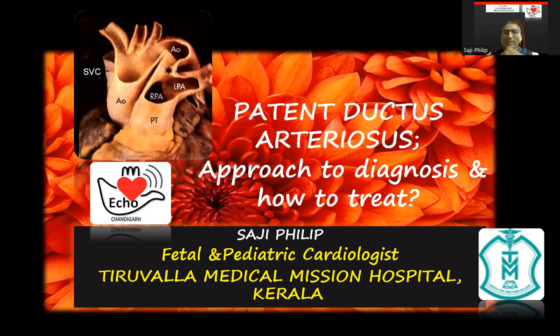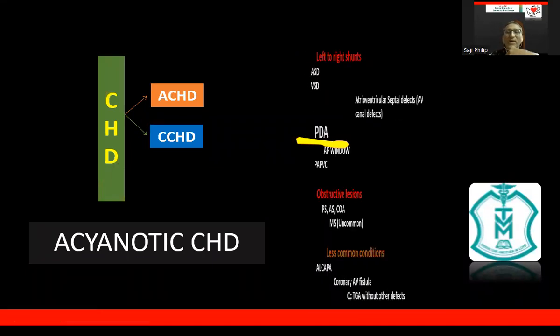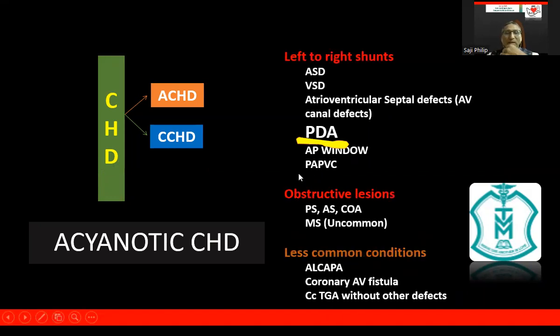For knowing the PDA, it is very important to understand the fetal pathology and the fetal circulation. The classification I have already mentioned in the first class on ASD. Here the left-to-right shunt example is a PDA. The commonest one, 5 to 10% of congenital heart disease is PDA. So I'll be dealing with this patent ductus arteriosus within 20 minutes of time.